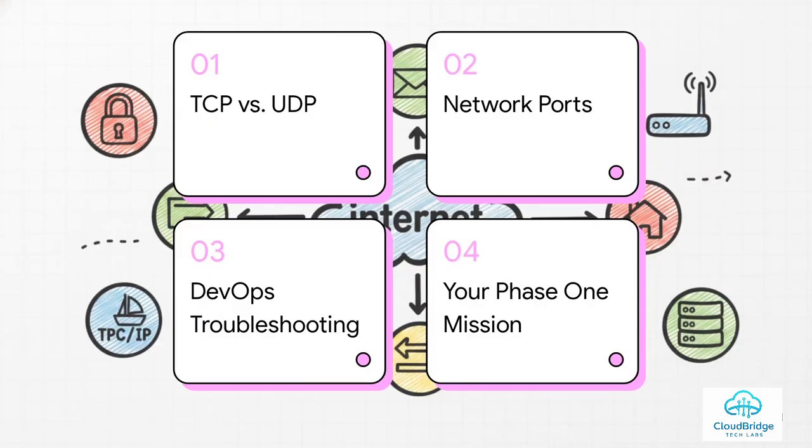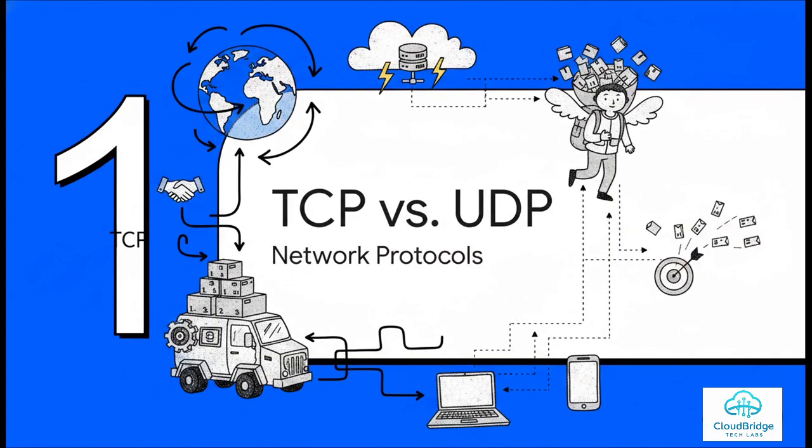All right, here's our quick roadmap for today. First, we'll hit TCP versus UDP. Second, understanding network ports. Third, DevOps troubleshooting in action. And finally, your Phase 1 mission. Let's kick things off with Section 1, TCP versus UDP.